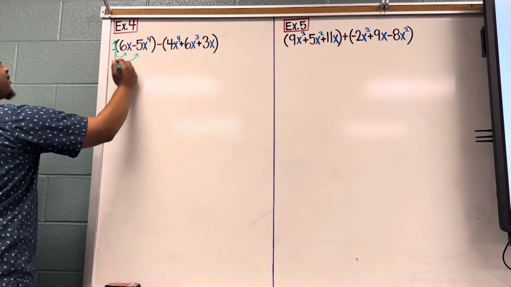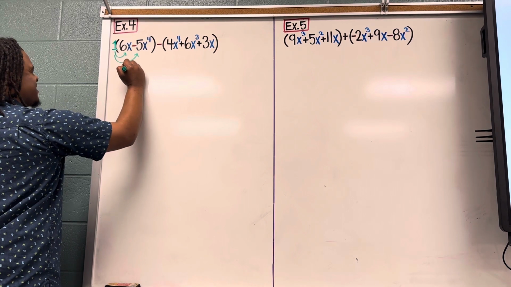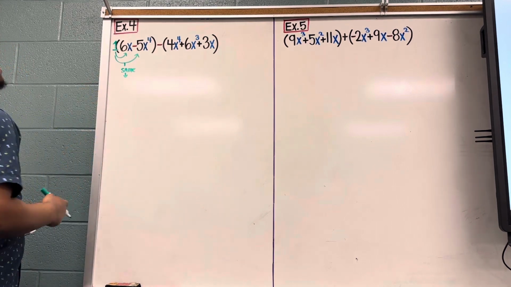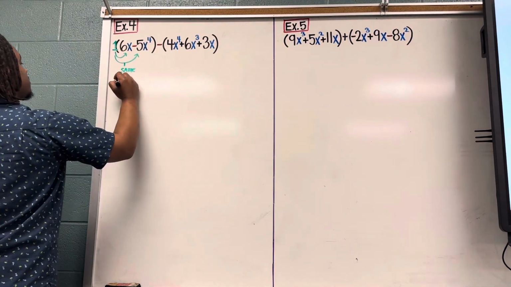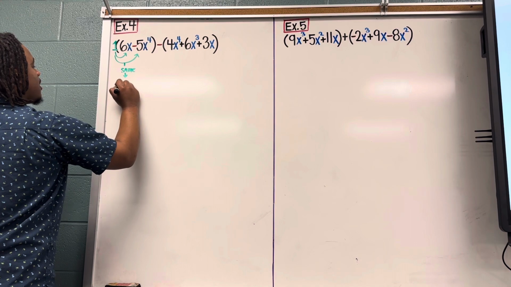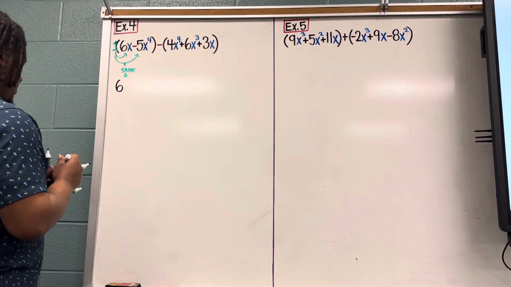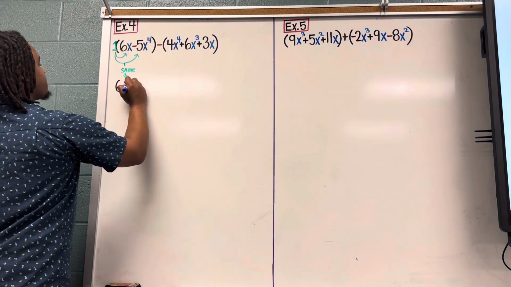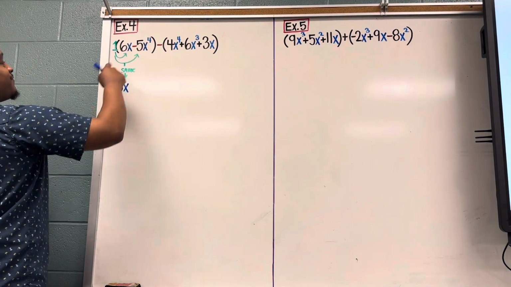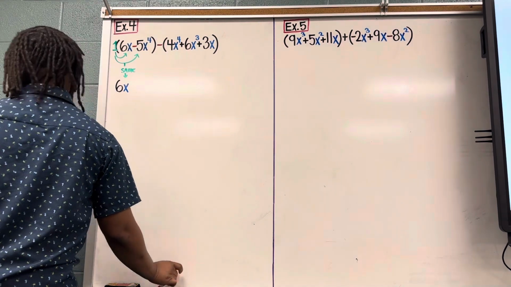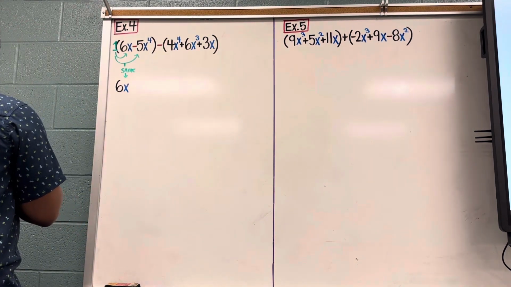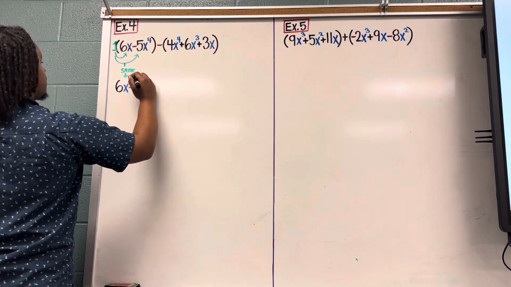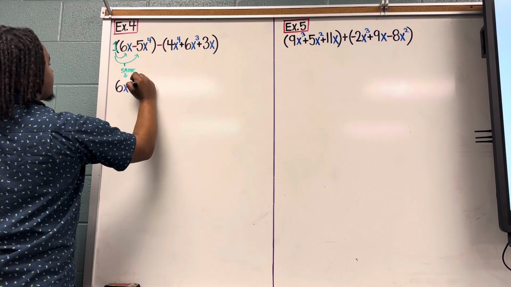So 6x times 1 still equals 6x, so I'm just going to write the same because I multiply by 1. 1 times 6x is still 6x. And then 1 times negative 5x to the 4th power is still negative 5x to the 4th power, or minus 5x to the 4th power.